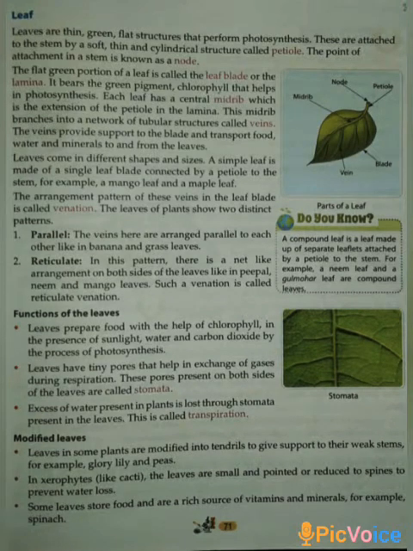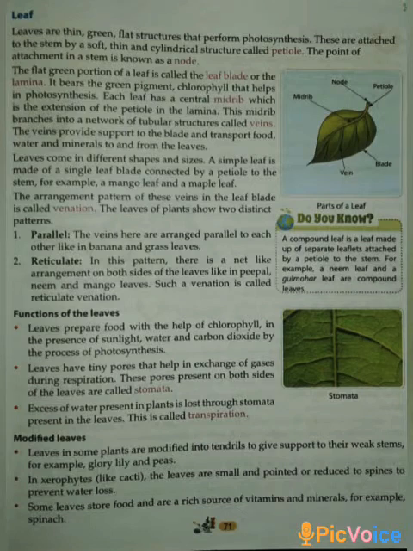Each leaf has a central midrib, which is the extension of the petiole in the lamina. This midrib branches into a network of tubular structures called veins. The veins provide support to the blade and transport food, water and minerals to and from the leaves.